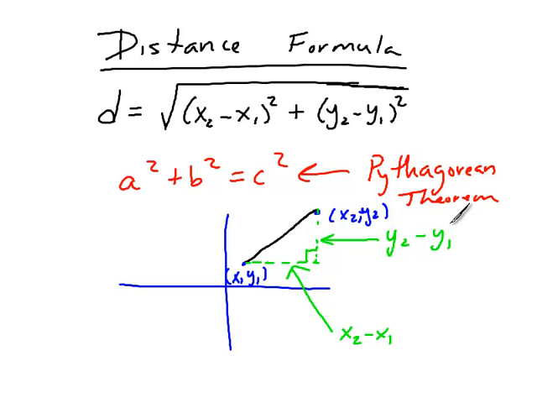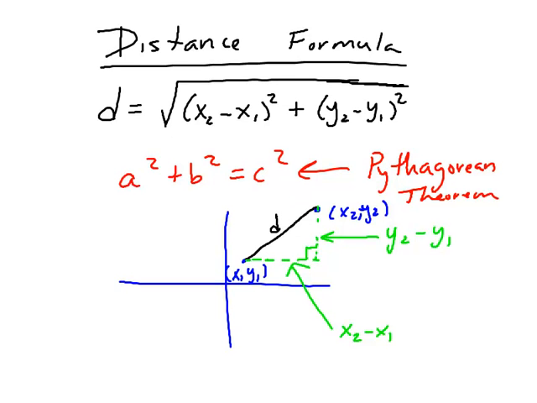So then what we have is this squared plus this squared equals this distance squared. And then we just take the square root of both sides to figure out the distance. So that's where it comes from. Sort of derived it for you. But what I want to do is just show you how it works in an example.